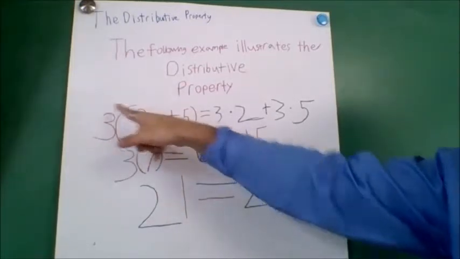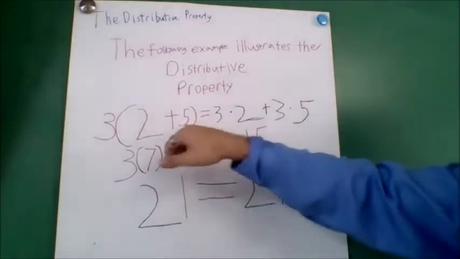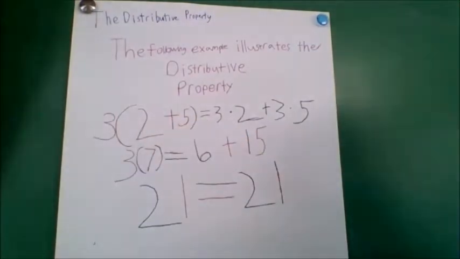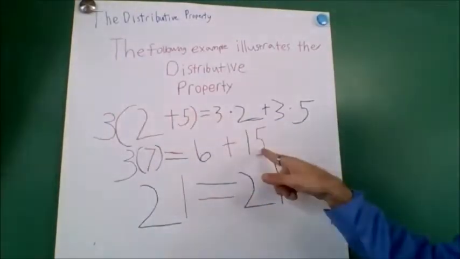So the 3 goes to the 2, 3 goes to the 5. Remember, we can do that kind of rainbow thing to do it. Make sure you always get the number to the last one as well. That's one that students make mistakes on. So 3 times 2 is 6, 3 times 5 is 15.